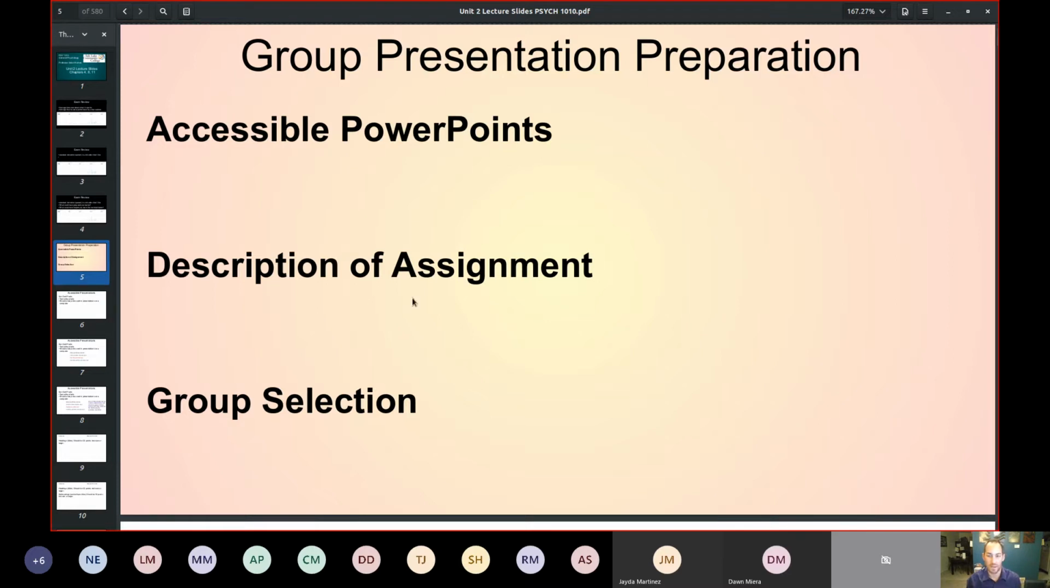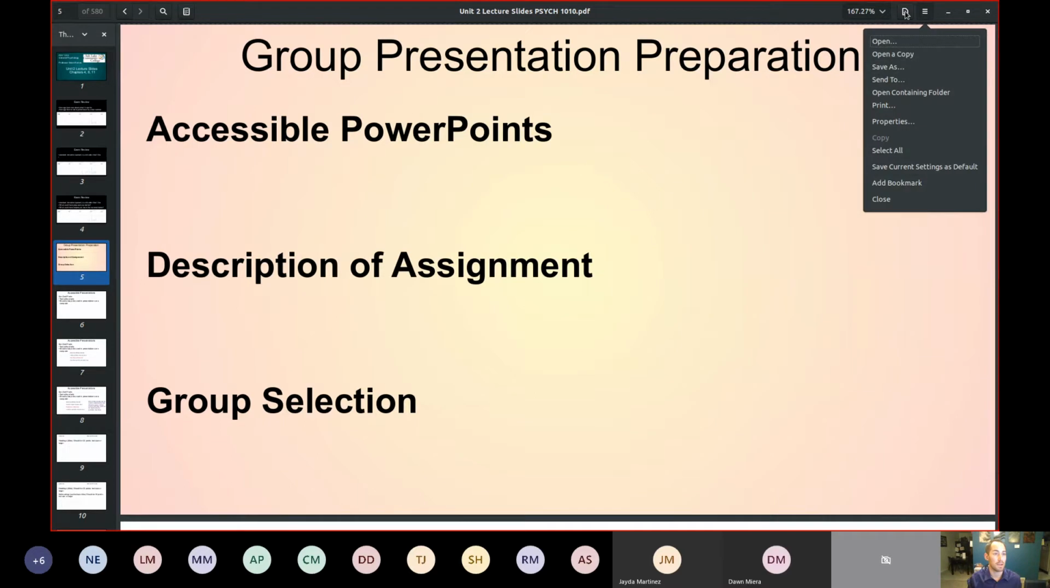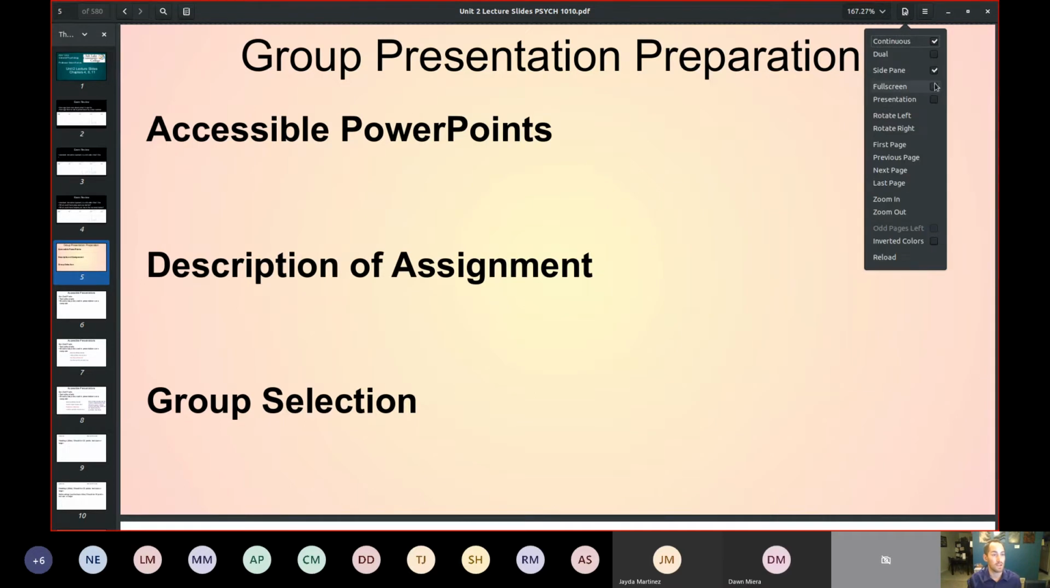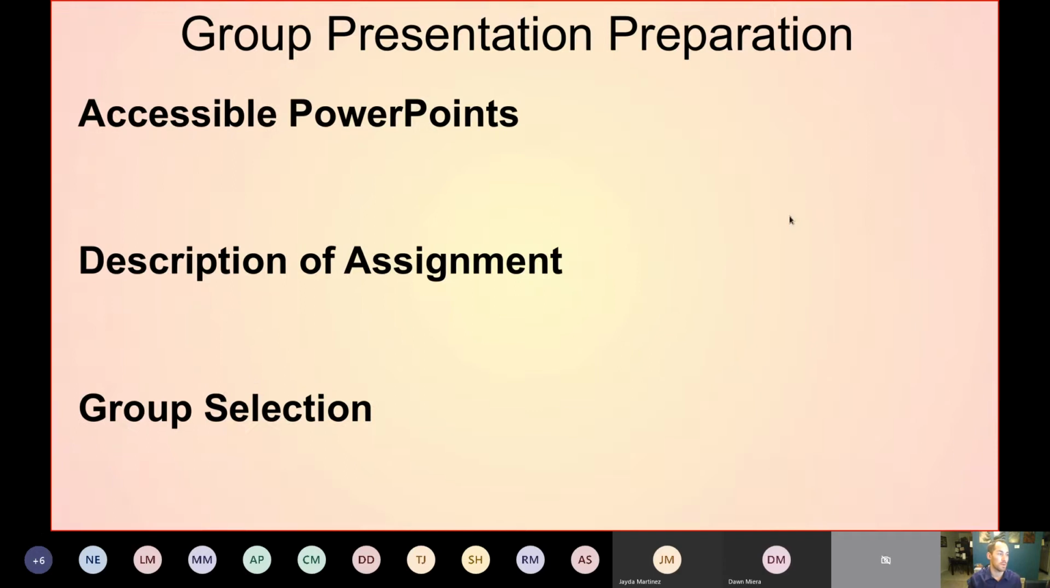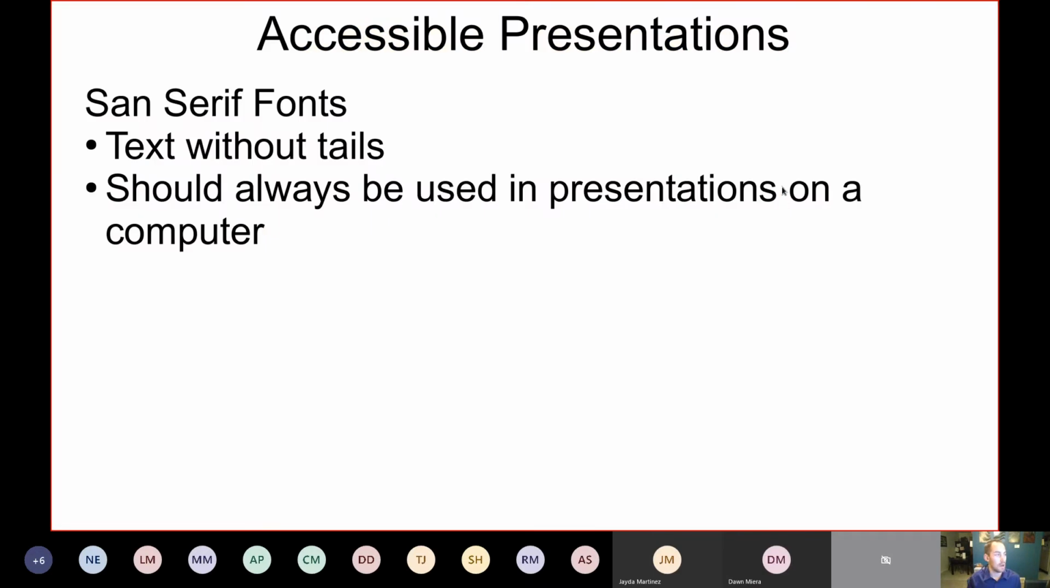All right, so near the beginning of the slides for this unit, we've got some different slides that will give you some tips and pointers on how to make a good presentation, how to do a good PowerPoint presentation, and especially how to make them accessible.